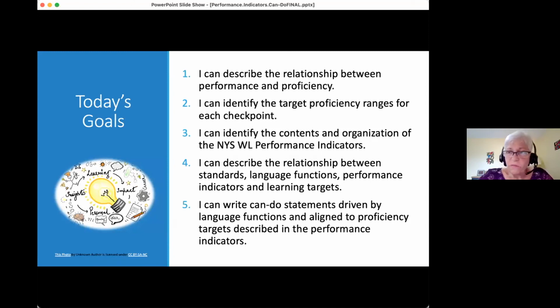So we're going to take a moment to revisit our learning goals from today. I can describe the relationship between performance and proficiency. I can identify the target proficiency ranges for each checkpoint. I can identify the contents and organization of the New York State World Language Performance Indicators. I can describe the relationship between standards, language functions, performance indicators, and learning targets. And I can write can-do statements driven by language functions and aligned to proficiency targets described in the performance indicators.